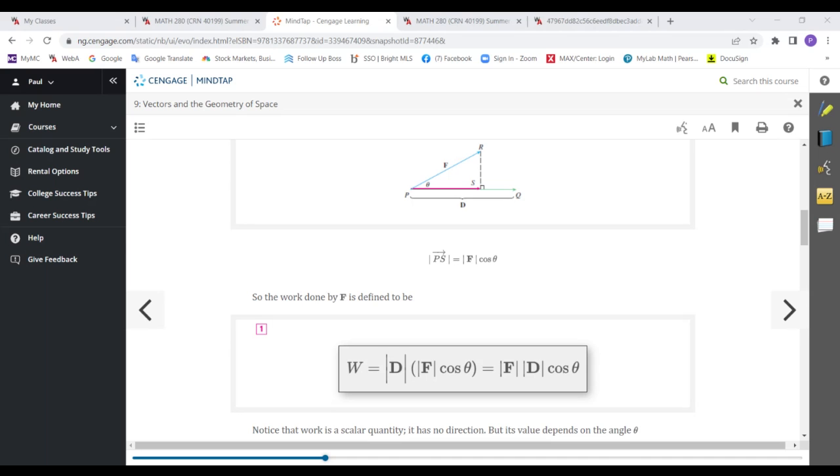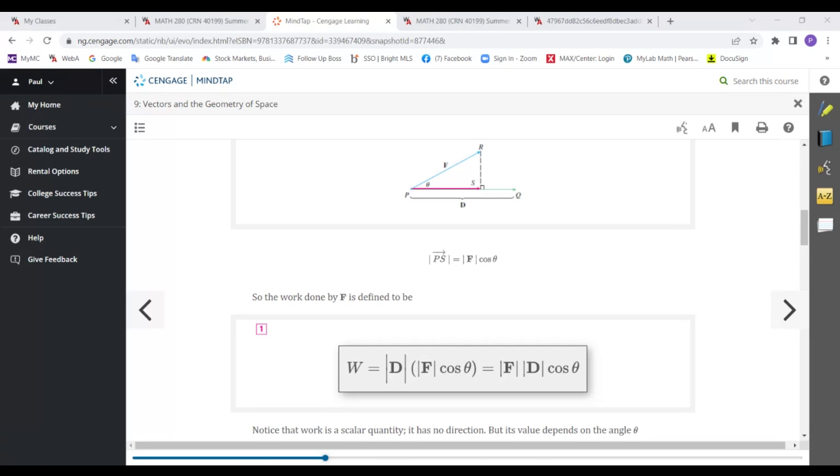So I'd like to do an example with you. Now remember, if your force is in pounds, what would the distance have to be in terms of units? If your force is given in pounds, then what distance would we use? Feet, that's right. So you would get foot pounds.